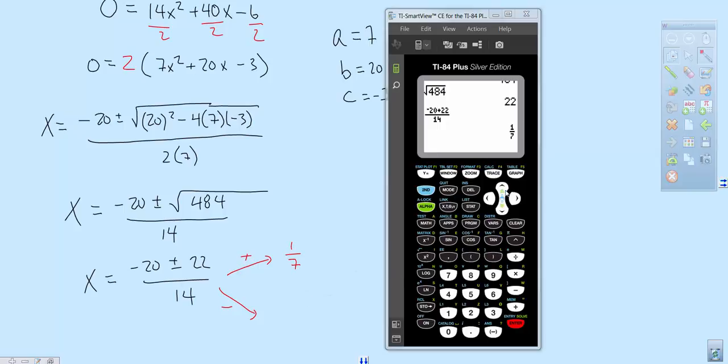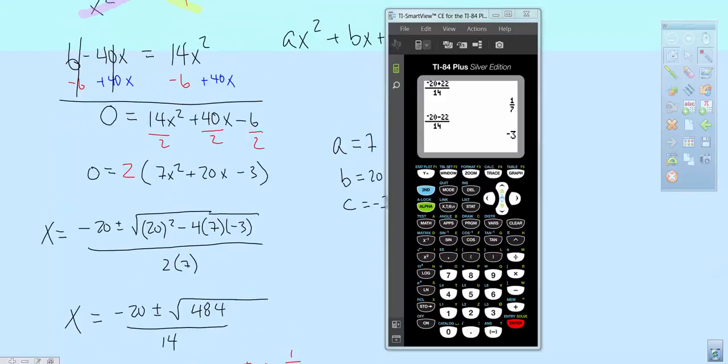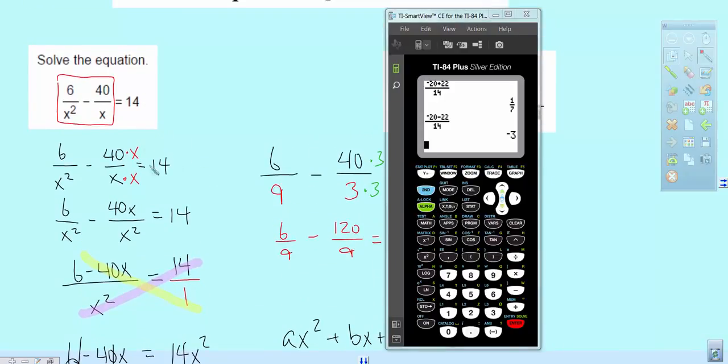And then remember, we can go back up, grab this guy, and now it's editable. And I subtract, and I get negative 3. So I get x is equal to 1 over 7, and x is equal to negative 3. Those are the solutions to this given, in this case here, rational equation that we're solving for x.